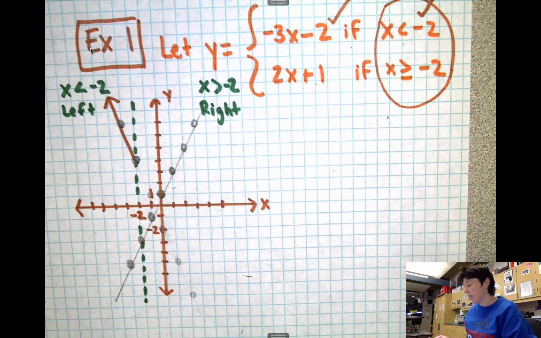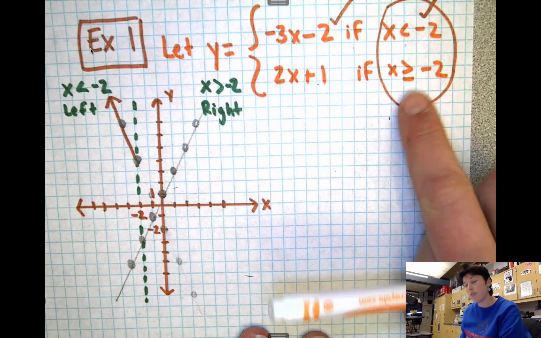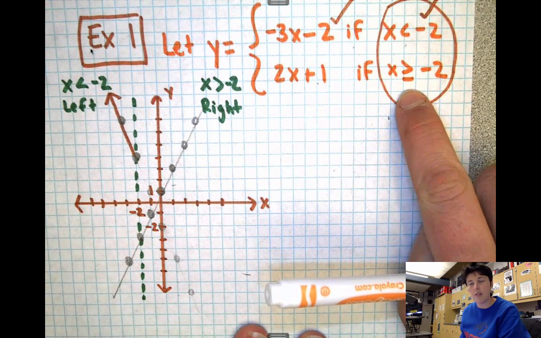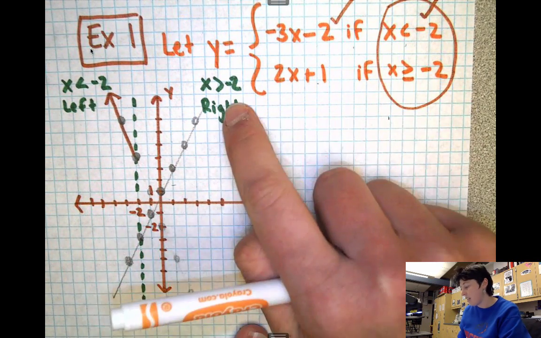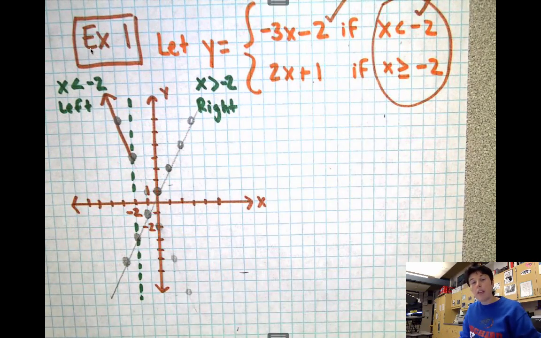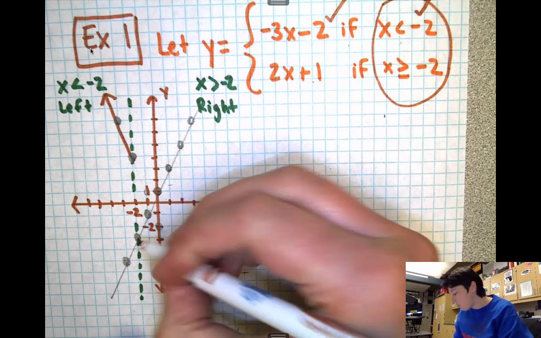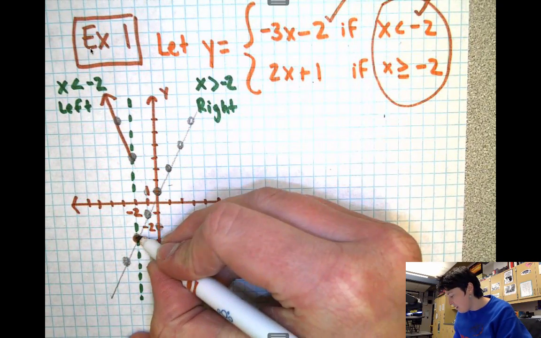There's my entire line, but look at the directions. The directions said for x is greater than or equal to -2. The greater than side is the right side, which means when I go to connect my line, I can only connect it from here up.